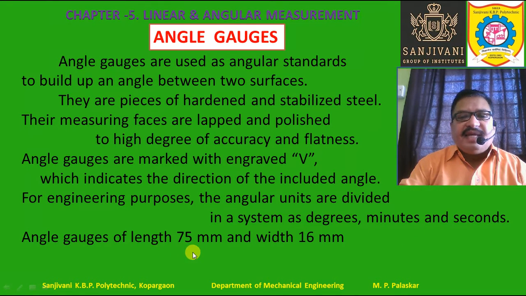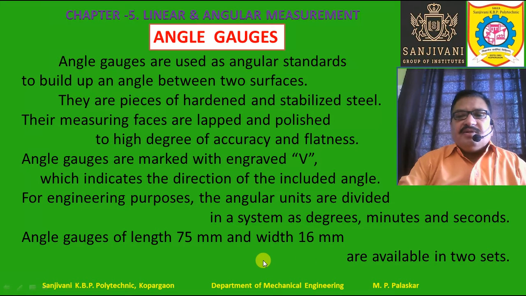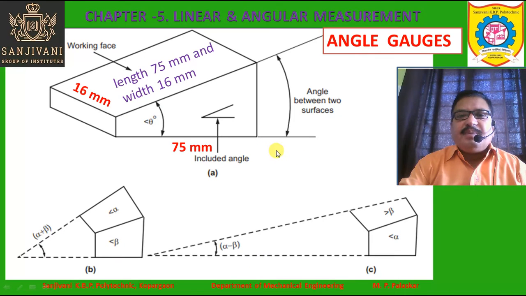Angle gauges of length 75 mm and width 16 mm. The most popular size of the angle gauges is a length of 75 mm and a width of 16 mm. These angle gauges of length 75 mm and width 16 mm are available in two sets. We are going to study these sets later on, but right now, with the help of the figure, let us try to see the details about the angle gauges.